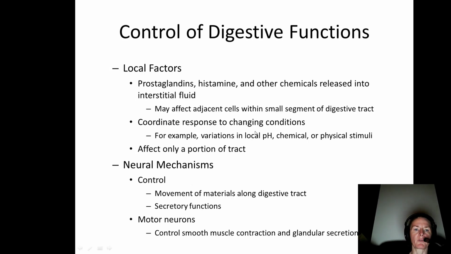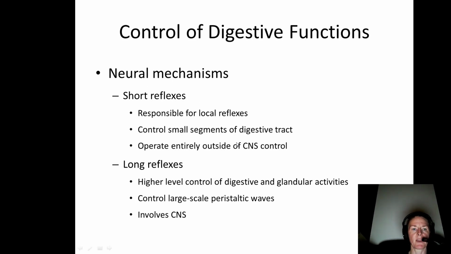Just like we saw earlier with our paracrine signaling, back here we're going to have local factors which are going to affect a small portion of the digestive tract. We're also going to have long reflexes which are going to involve central mechanisms. So this is what's going to cause our large-scale peristaltic waves. This is going to coordinate higher level control of digestive and glandular activities so that things are coordinated.